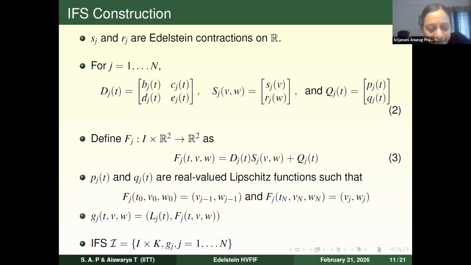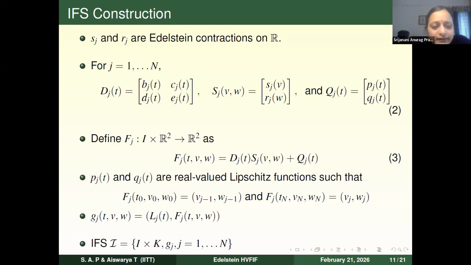Now we go on to define the iterated function system. I take my G_j, where K is any compact set in R2 which contains all the points (v_j, w_j), and as I do iteration, all the points are also inside the same compact set.